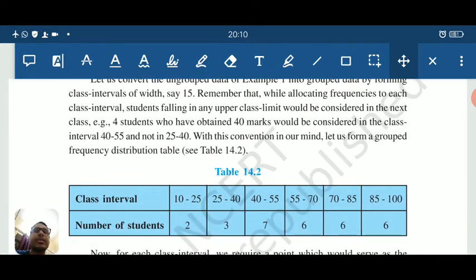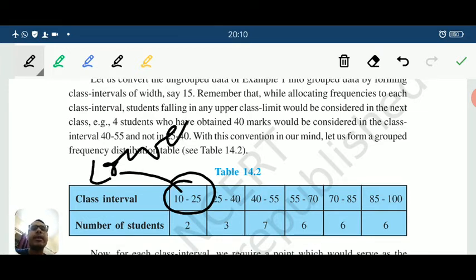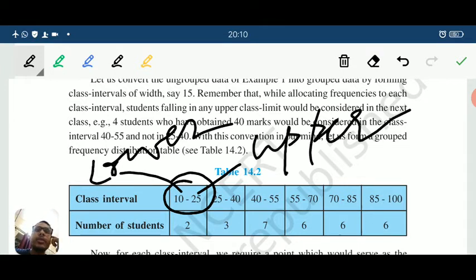You can take any intervals, because that particular data was not grouped, so we have to make it group-wise. That group-wise is nothing but the class intervals. So class intervals means what? We have got two limits, the upper limit and the lower limit. I'm talking about this, that is 10 to 25. This is the lower limit, and this one is the upper limit. Everywhere it is like that, like 25 and 40: 25 is the upper limit, 40 is the lower limit. 40 is the upper limit, 55 is the lower limit.